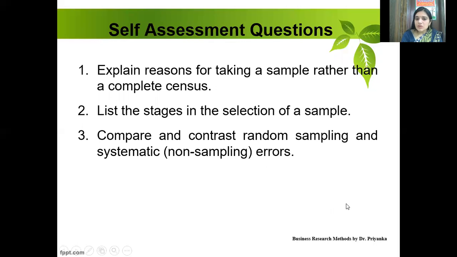Some self-assessment questions. Number 1, explain the reasons for taking a sample rather than a complete census. 2, list the stages in the selection of a sample. 3, compare and contrast random sampling and systematic non-sampling errors.